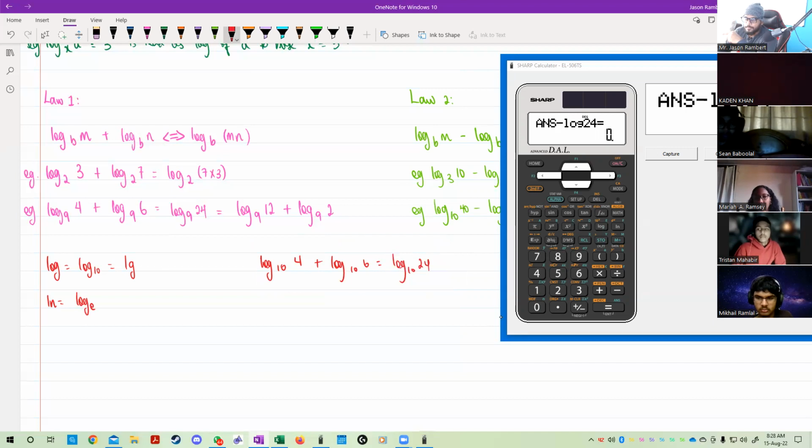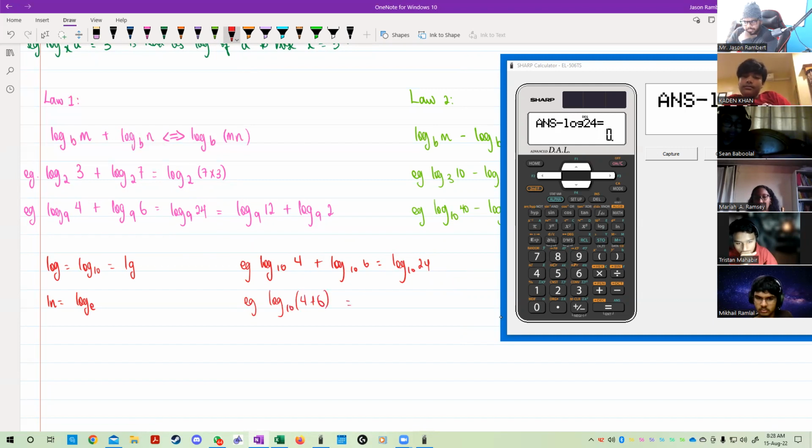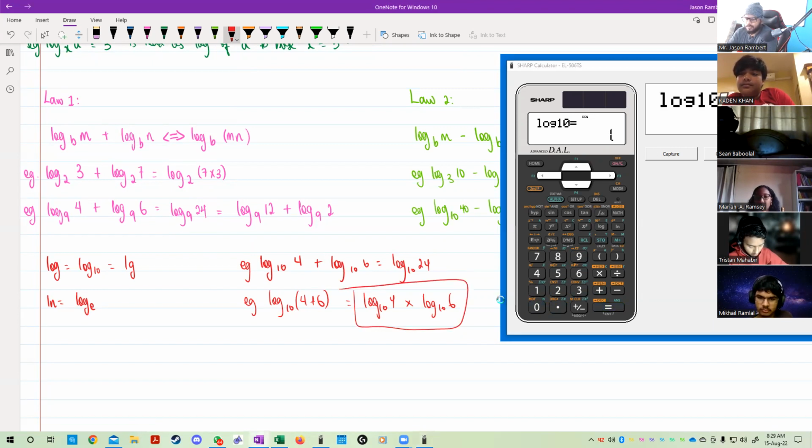So if I were to do the converse and say, we're catering for the mistake now, is log of 4 plus 6 to base 10 equal to log of 4 to base 10 multiplied by log of 6 to base 10? Is it equal? Let's check and see. Log of 4 plus 6 to base 10 is log of 10 to base 10, right? Which is 1. So I'm expecting this side to be 1 as well.